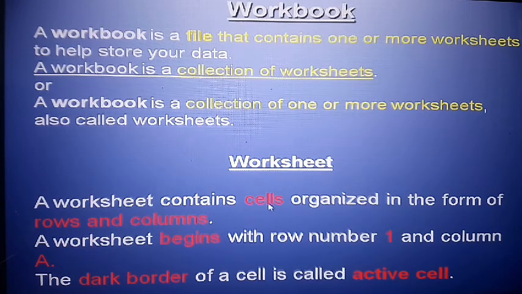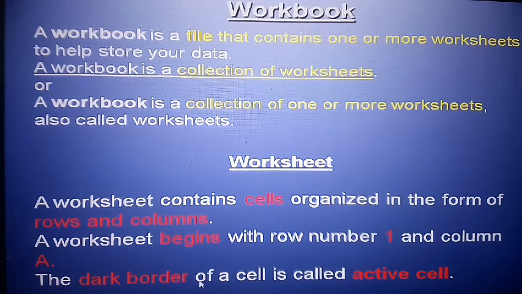What is a worksheet? A worksheet contains cells. Cell means box. When you open Microsoft Excel, this small box is a cell, and a cell is the intersection of a row and a column. A worksheet contains cells organized in the form of rows and columns. A worksheet begins with row number 1 and column letter A. So this one is the start.